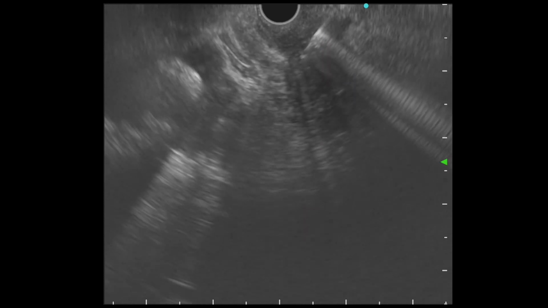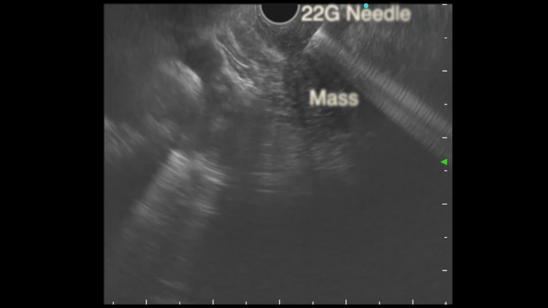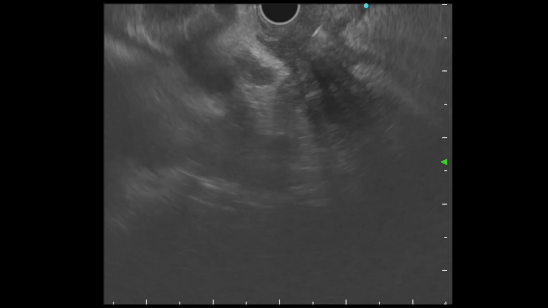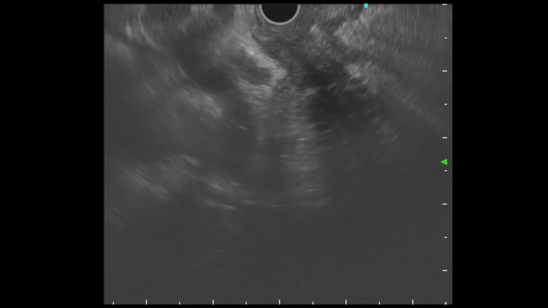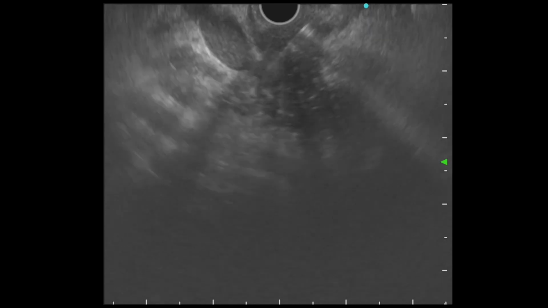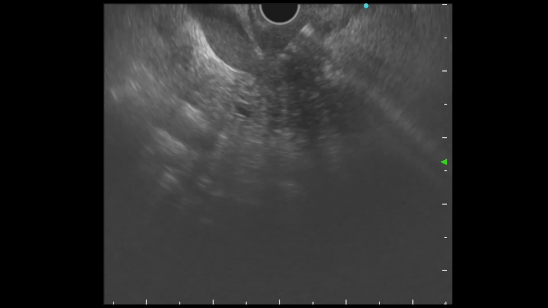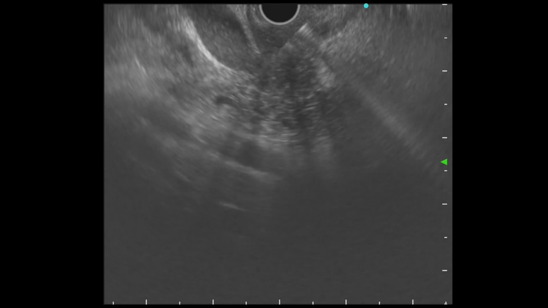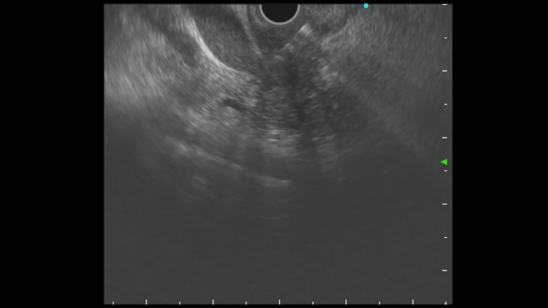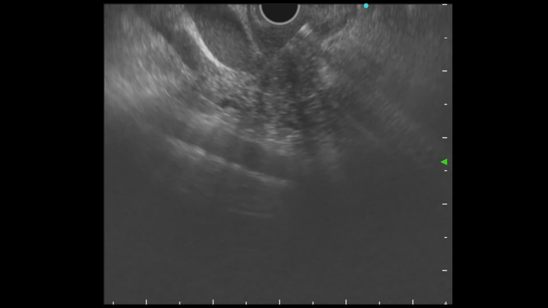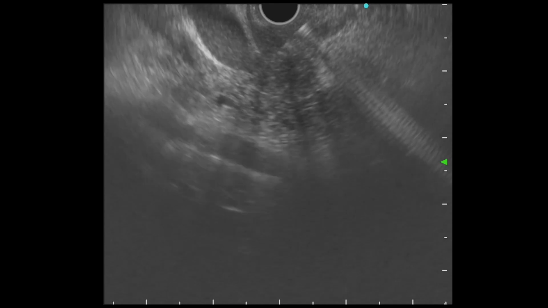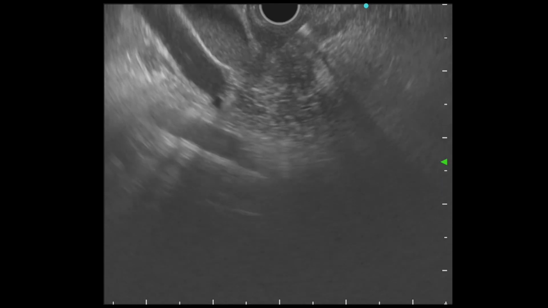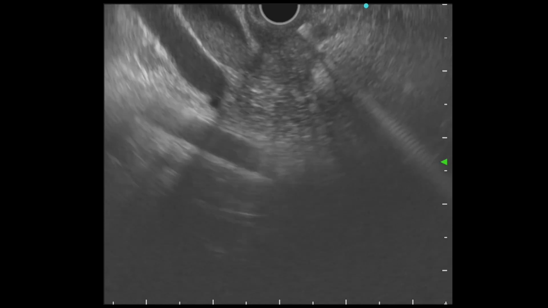The next step is to take a few samples from this area. In this particular case, we did 3 passes with a 22 gauge Boston needle by doing fanning, that means by changing the direction of the needle and by pulling the stylet slowly. After 1 or 2 passes, we also try to use suction.